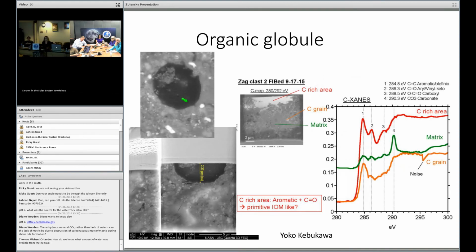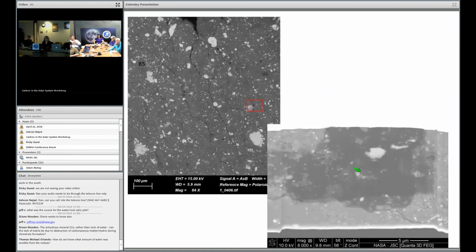There are organic nanoglobules in this class. Here's one here. And here's one of Yoko's carbon XANES spectra of various areas in another one of these organic grains from this class. Again, a very wide range of organics in very small areas. So a real mixture of different organics surviving from the early solar system.